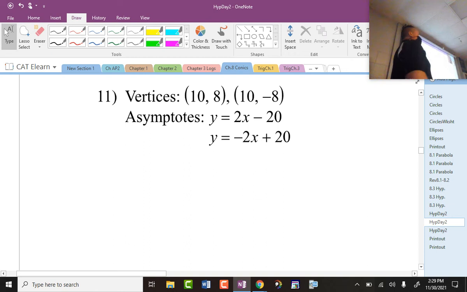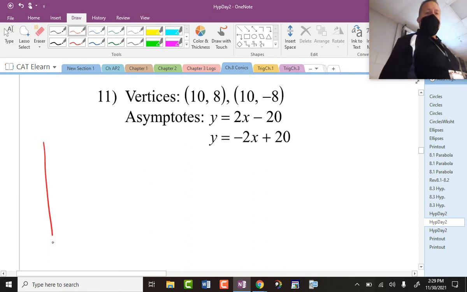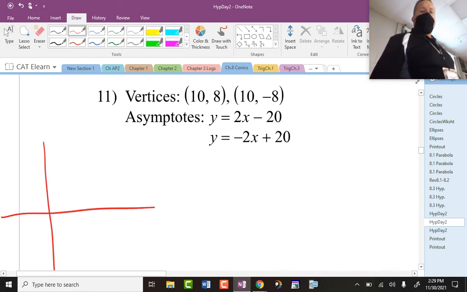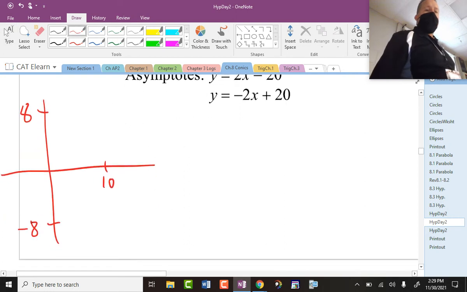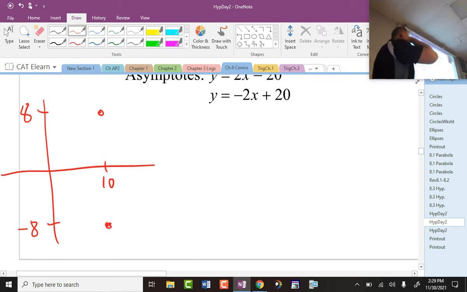Okay, Matt, you're a silly fool if you don't do what? So I'm going to put this all the way over here because it's 10. And don't go crazy with it, Matt. Don't go 1, 2, 3, 4, 5, 6. Go 10, 8, and 10, negative 8. And understand that that's what our sketch is right now. Boom and boom.